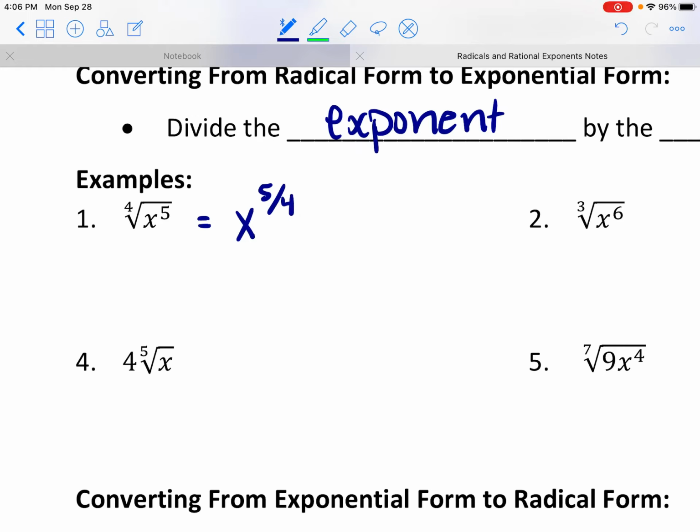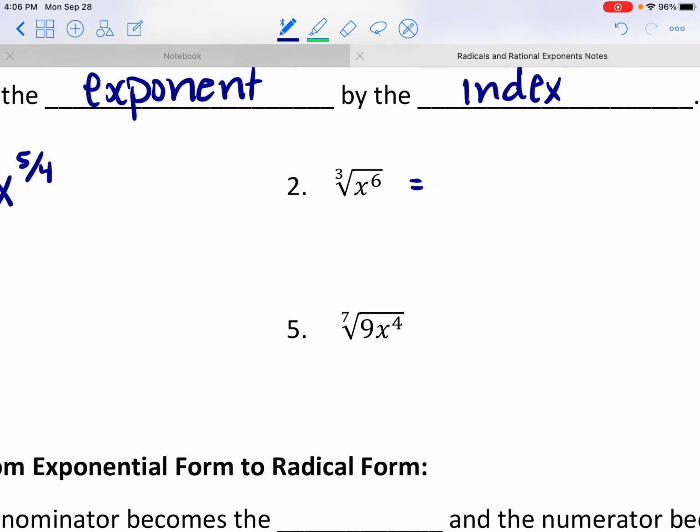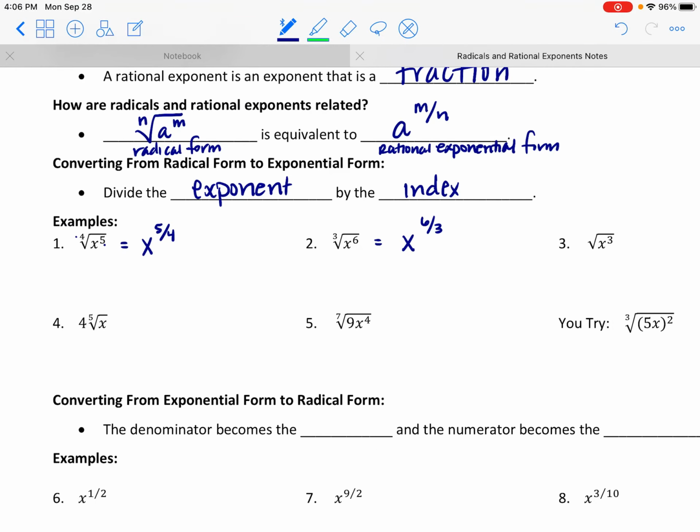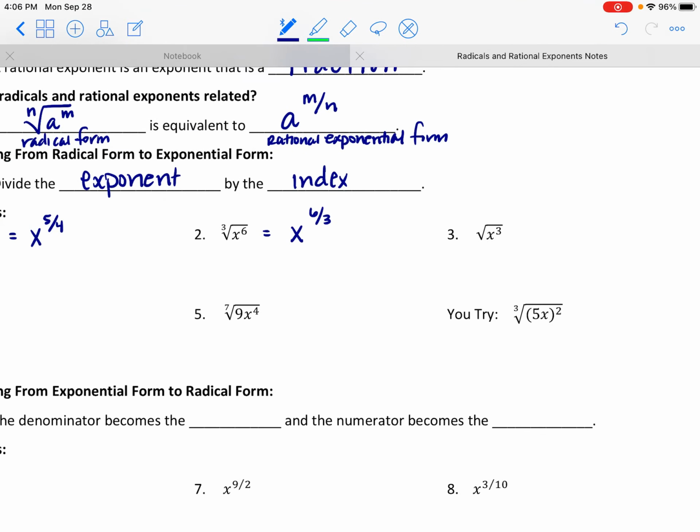You take the exponent, divide it by the index. So those are the same. Equivalent, meaning it looks different, but it has the same value. So again, I'm not trying to simplify here, I'm just trying to rewrite. This is the same thing as x to the 6/3 power. Now I know it simplifies to 2 over 1 or just an x squared, but just for rewriting purposes, let's just keep it there.